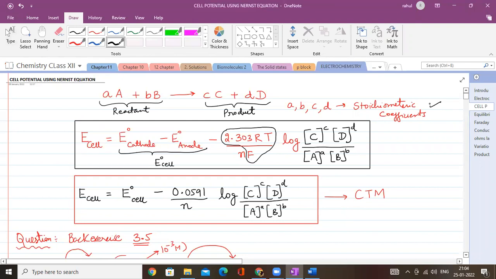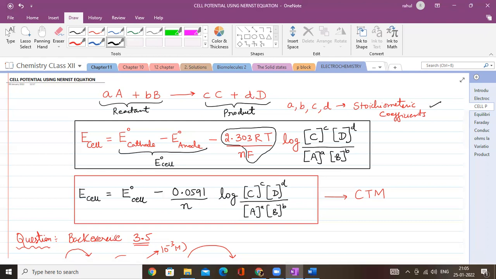Now, if I try to apply the Nernst equation over here, the formula is E of the cell is equal to E naught of cathode minus E naught of anode, of course that is E naught of the cell, minus 2.303 RT by nF log of the product of the active molar concentration of the products to that of the active molar concentration of the reactants, each raised to the power of the stoichiometric coefficient as represented by a balanced chemical equation.